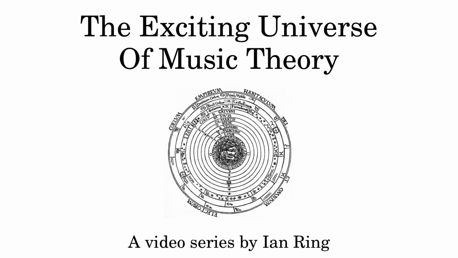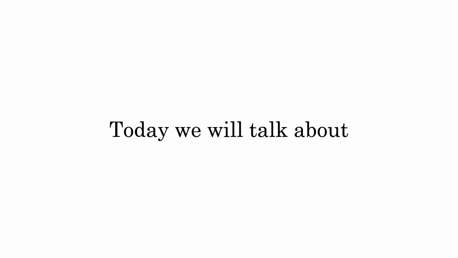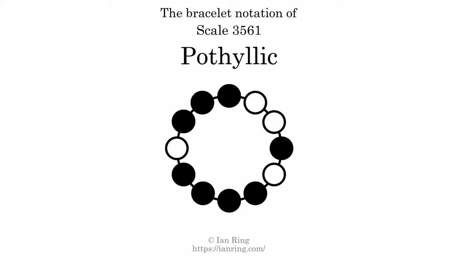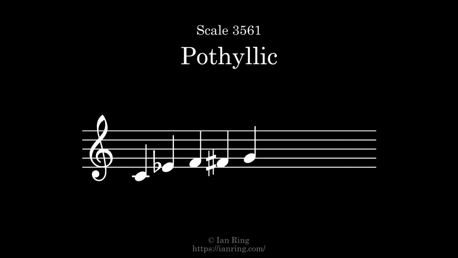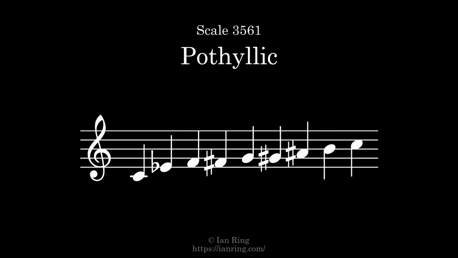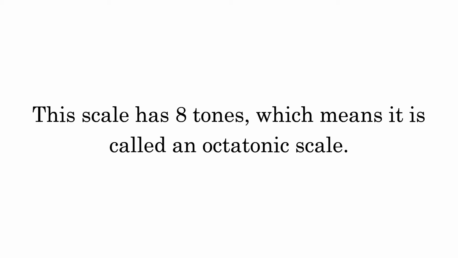Welcome to the exciting universe of music theory. Are you ready to learn? Then let's begin. Today we will talk about scale 3561, Pothyllic, which sounds like this. This scale has 8 tones, which means it is called an octatonic scale.